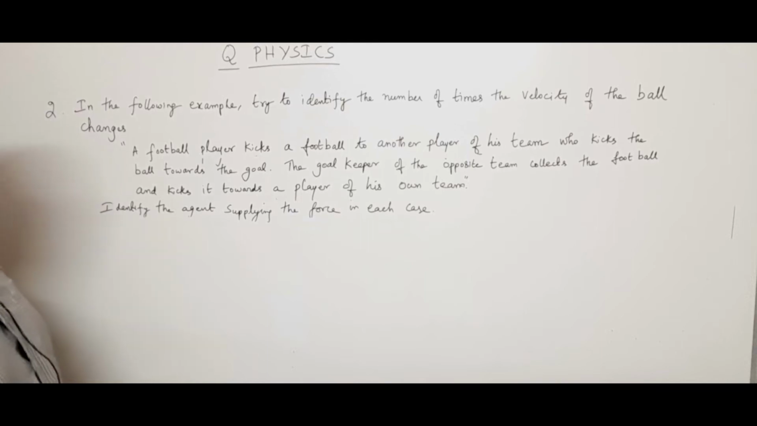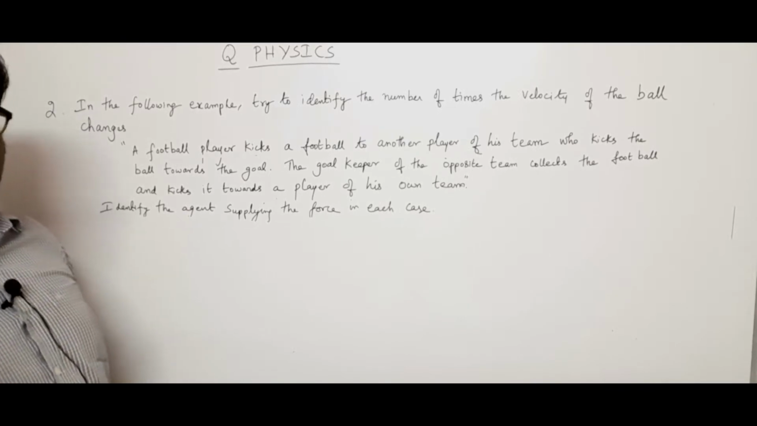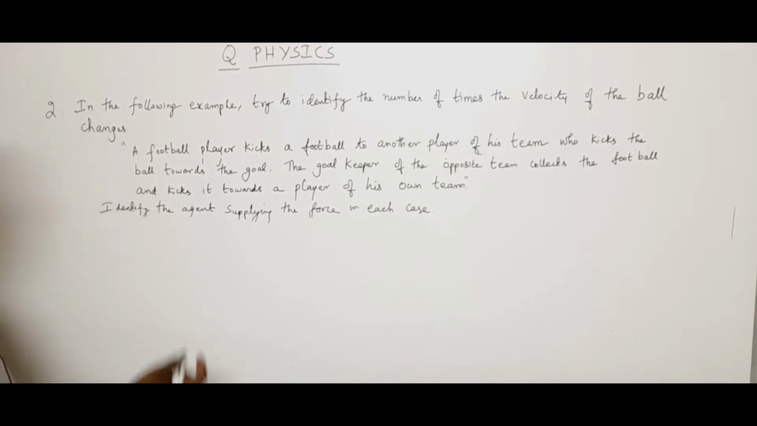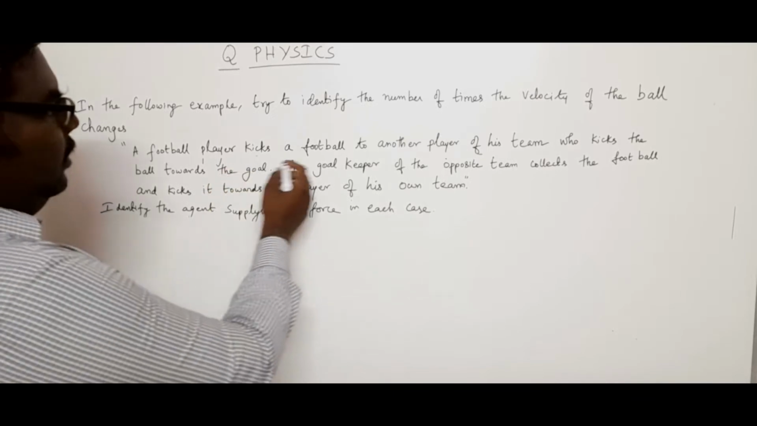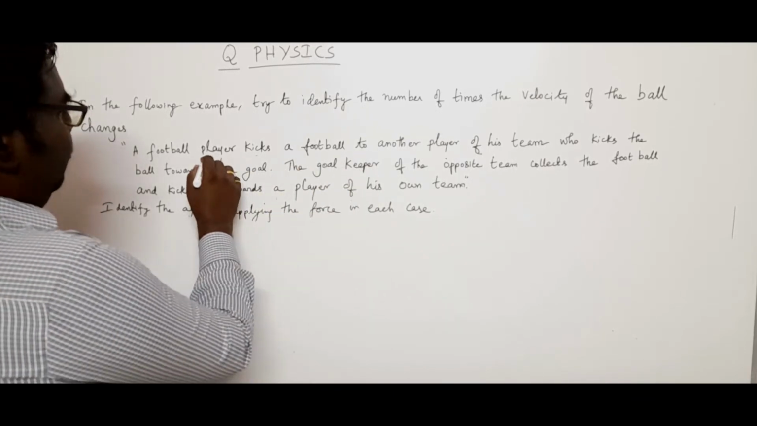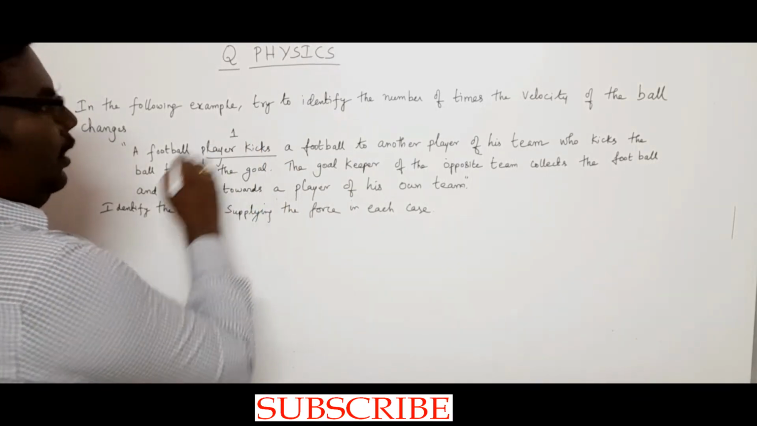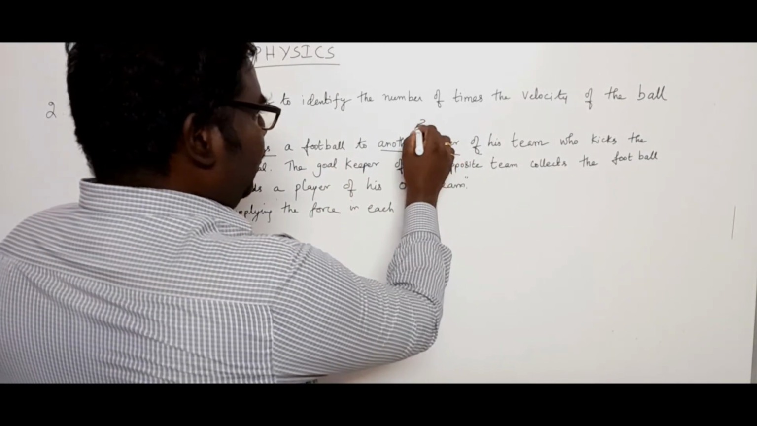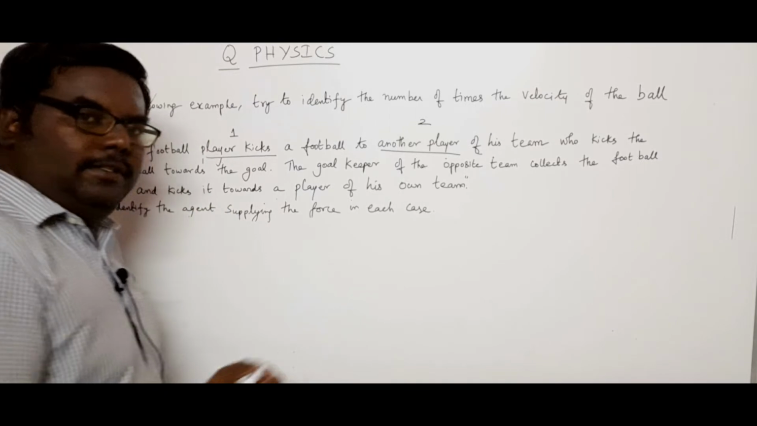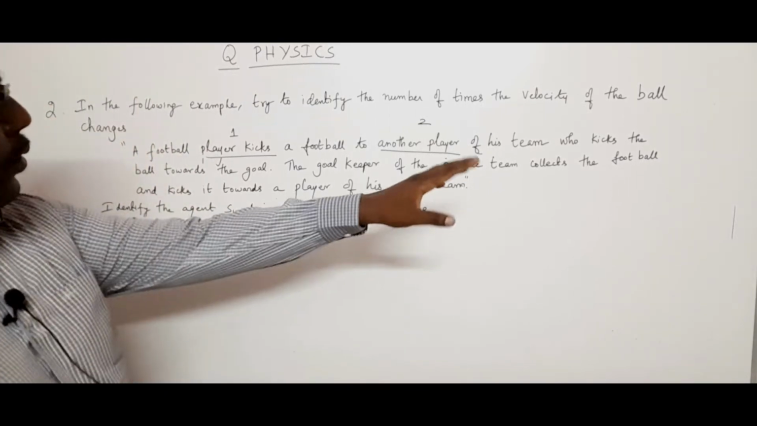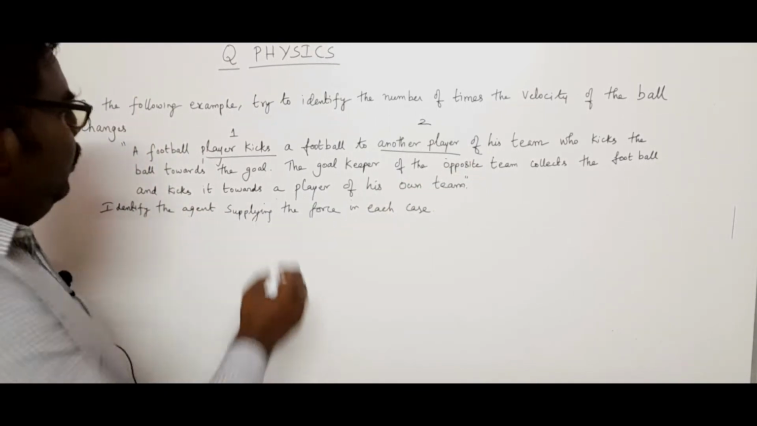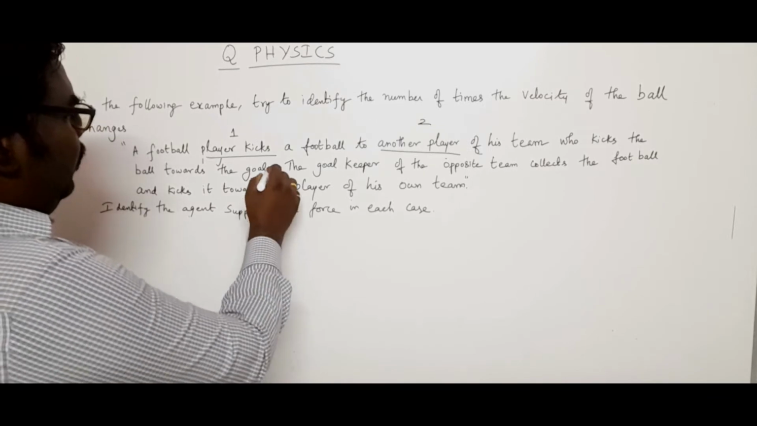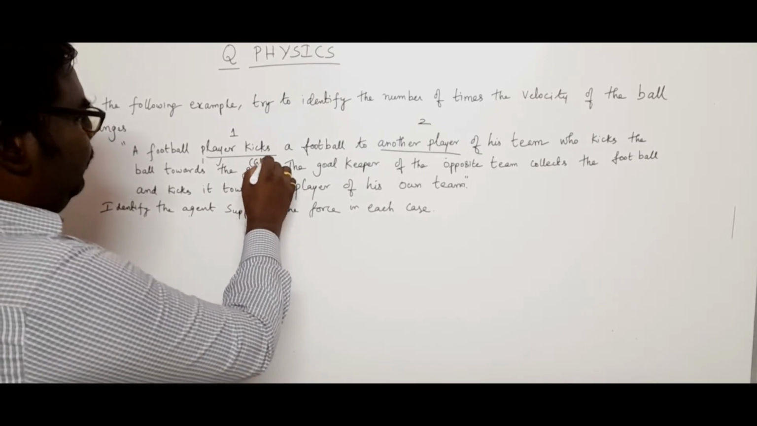In the following example, try to identify the number of times the velocity of the ball changes. A football player kicks a football to another player. He is player number 1, and the other is player number 2 of his same team, who kicks the ball towards the goal. Okay, I am going to call him the goalkeeper.